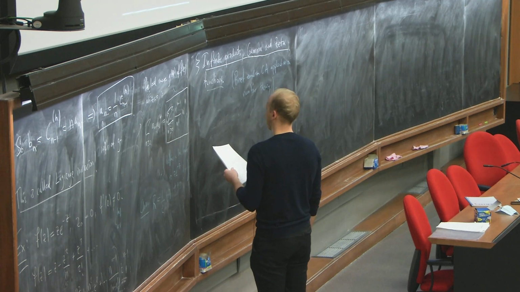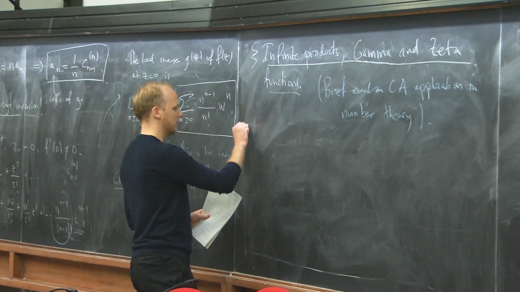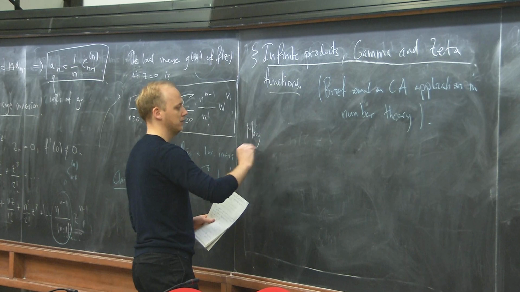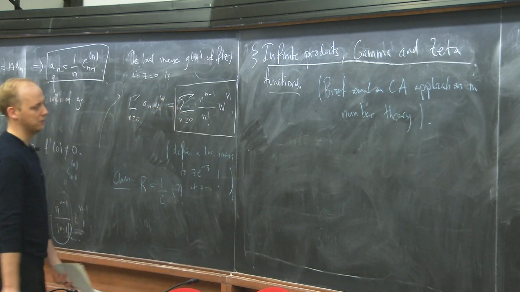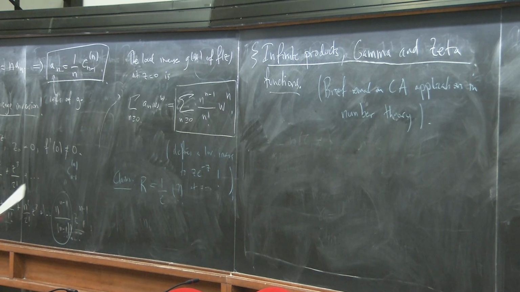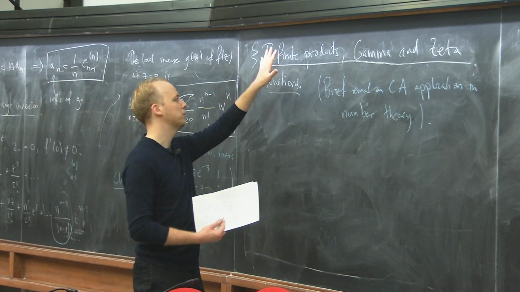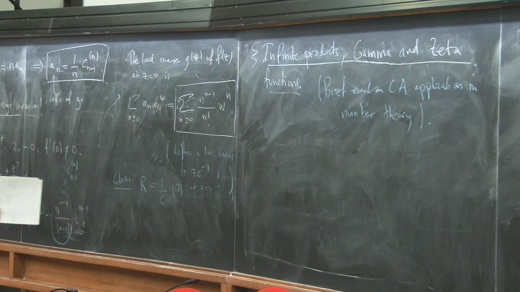So the first point is that many important functions in number theory. Why did I write infinite products here? Many important functions in number theory can actually be represented by infinite products. And the most famous of these functions that can be represented in this way is the Riemann zeta function.